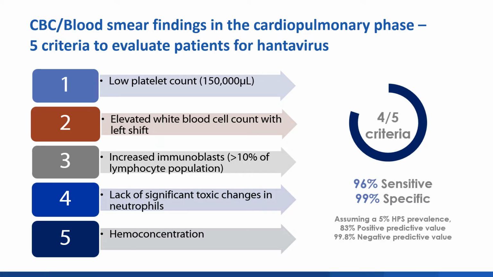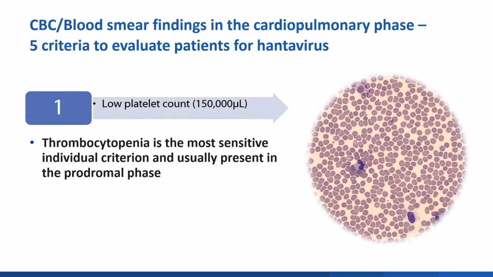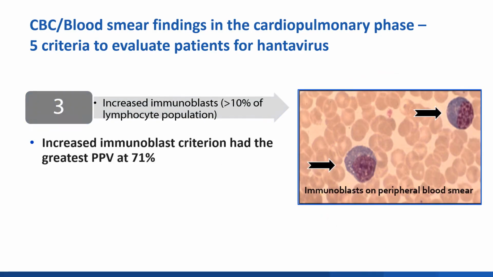The clinical performance of this screening method was evaluated by looking at 11 years of hantavirus cases at the University of New Mexico. They found that the presence of 4 out of 5 criteria was 96% sensitive and 99% specific for hantavirus infection. They also found that out of the 5 criteria, thrombocytopenia was the most sensitive individual criterion, being present in more than 95% of patients and starting during the prodromal phase. The presence of increased immunoblasts had the greatest positive predictive value at 71%.